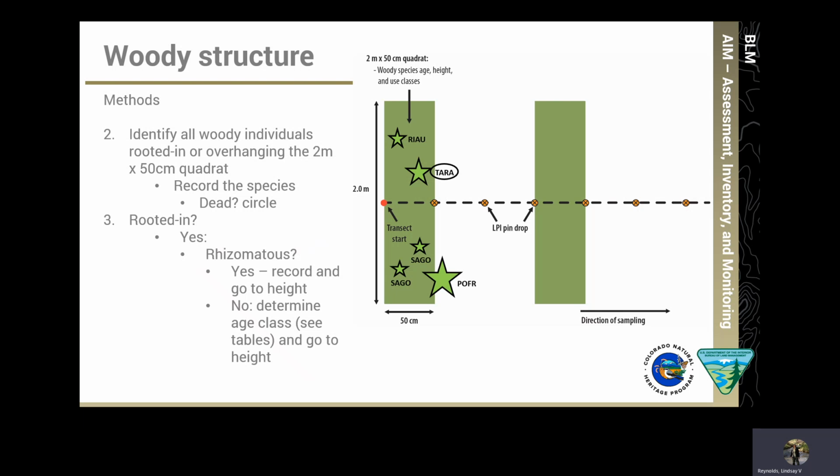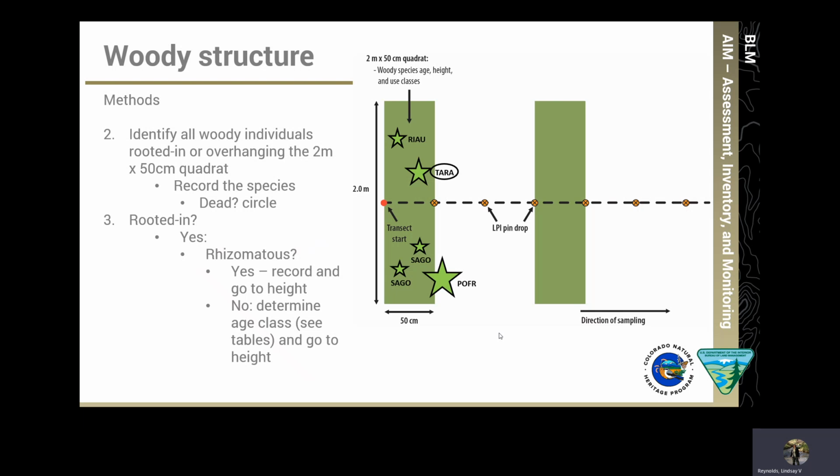Is it rhizomatous? Yes, Ribes has a rhizomatous growth form, with many stems coming out in a spread out manner across the ground surface. It's hard to tell an individual. And so we don't record an age class for these types of growth forms. We simply note that it's rhizomatous, and we go to the next step, which is to record the height.